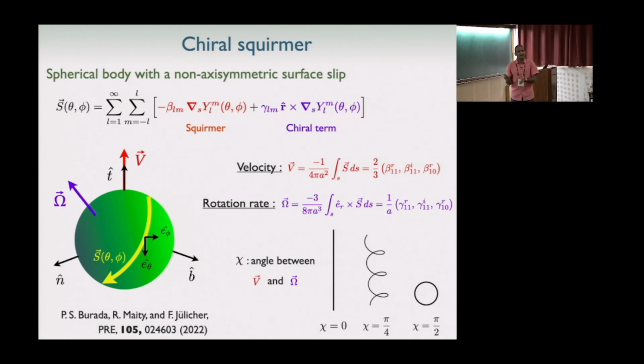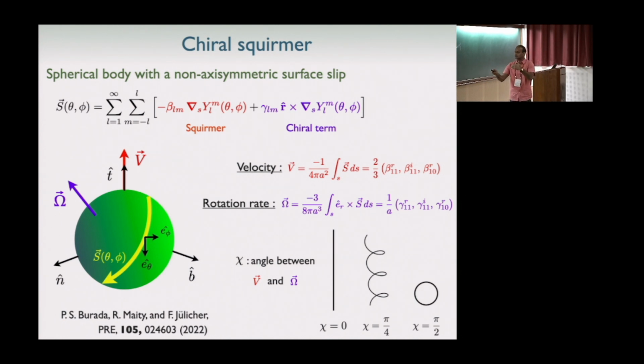So we propose this chiral squirmer, which is just an extension of the standard squirmer model. This red term is basically the squirmer model, which gives the translational motion, but this additional term, with gamma and the curl of the spherical harmonics, takes care of the rotation part. This is actually the slip, the effective slip generated by the body. The slip is nothing but, when the swimmer is moving in a fluid, the relative velocity between the body and the surrounding fluid. That's the slip.